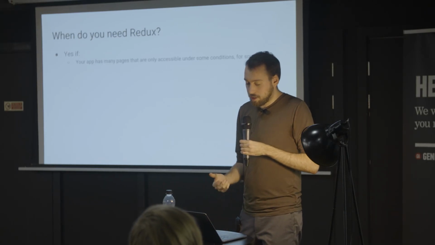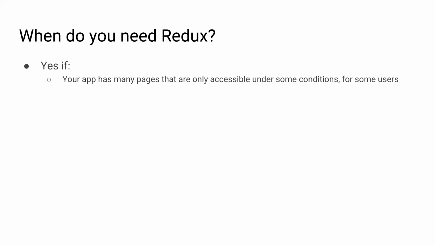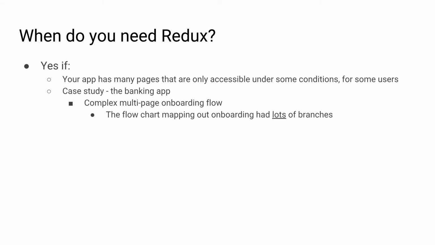So I've had a bit of a think about when it's been useful and when it's been slightly more painful. I think using Redux is a good idea if your app has a lot of pages that are only accessible under certain conditions. So to come back to this case study, like, why was it a good idea to use it in this banking app, which I think it was. It had a very complex multi-page onboarding flow. So if you were to make a flow chart of how do you get through this onboarding flow, it's pretty complex. There's a lot of branches based on a lot of state.